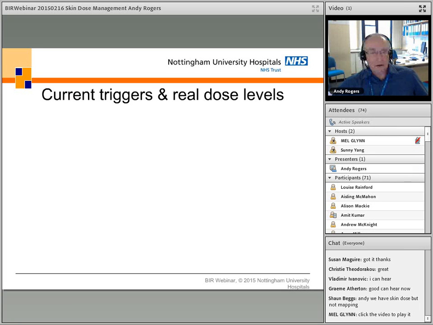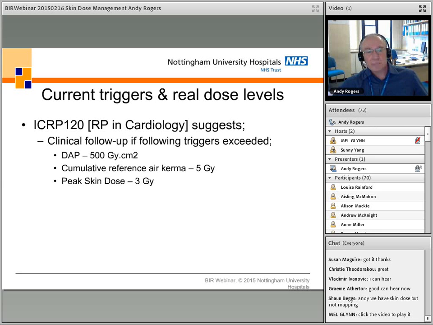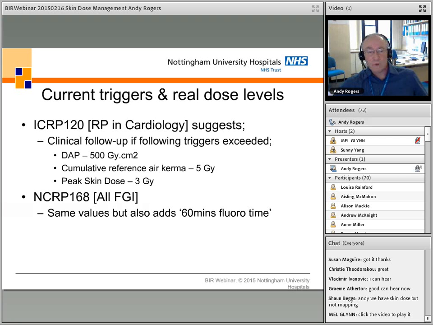So let's think about our current triggers and actually what are our real dose levels that we're seeing out there in the real world. Well, the current triggers we've got are a DAP of 500 gray centimeter squared, cumulative reference air kerma of 5 gray, and a peak skin dose of 3 gray, and that's going to be inferred by those other proxy metrics. So this is for cardiology. The NCRP 168 document that I've already alluded to and spoken about, this is for all fluoro-guided interventions. And what did they do? They went with exactly the same values but added a 60-minute fluoro time. So these are our current triggers.